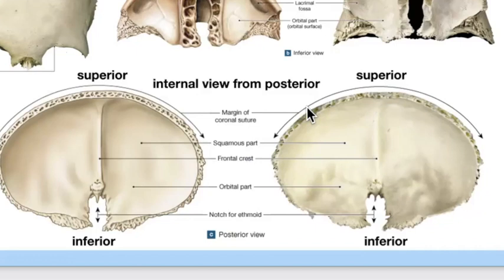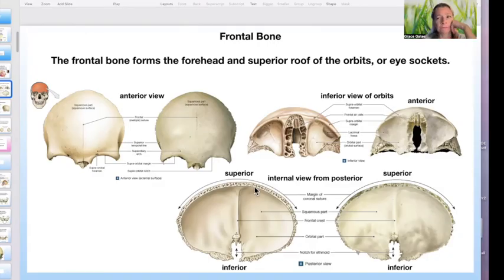So if we think of the skull as a bowl that you could put soup in or something, we're looking inside the curvature of the bowl. We're looking inside the bowl. So if it had soup in it, we'd be looking at the soup, but we ate all the soup, and now we're looking at the inside of the bowl. Huh. Okay.